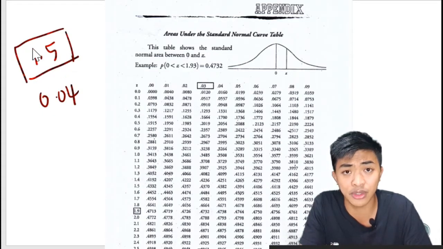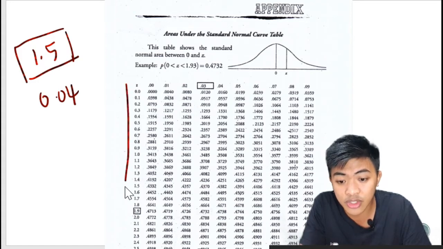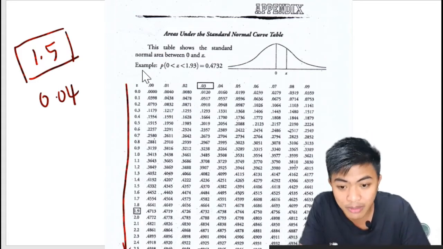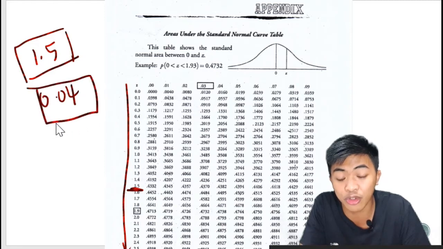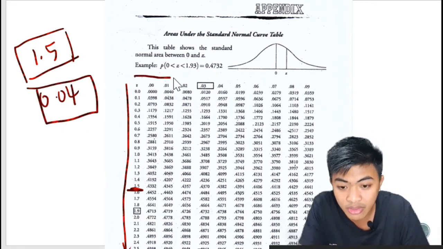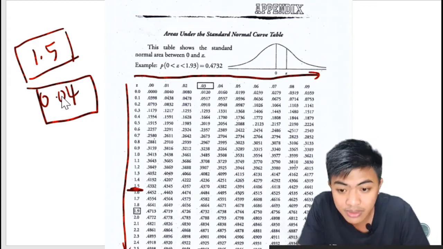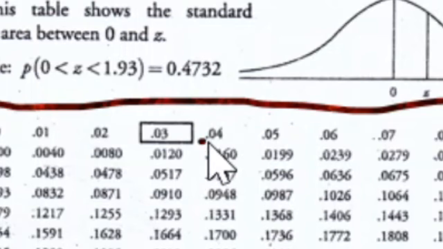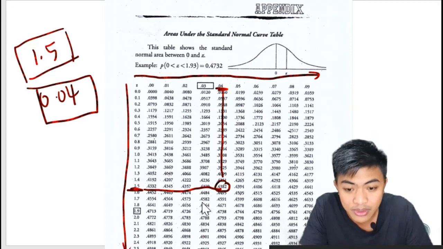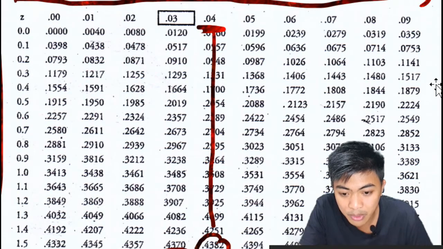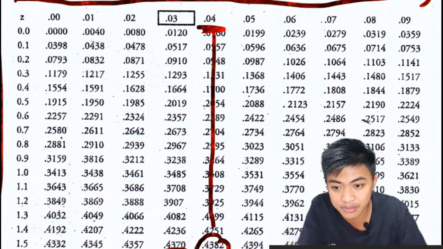Okay, so yung unang part na to, yung 1.5, hanapin mo siya dito sa first column. Okay, so I'm going to look for 1.5 here. It's here. Okay, next I'm going to look for 0.04, the second part, in the first row of the table. So that is 0.04, nandito siya. And to get the area, you just have to look for their intersection. And ito po yung area niya. Okay, so the area is 0.4382.